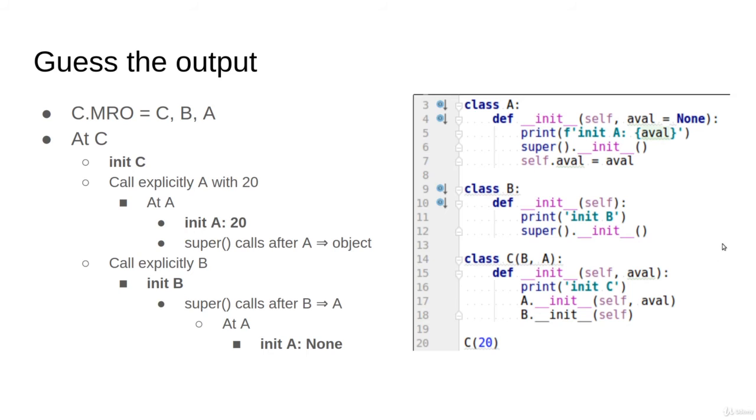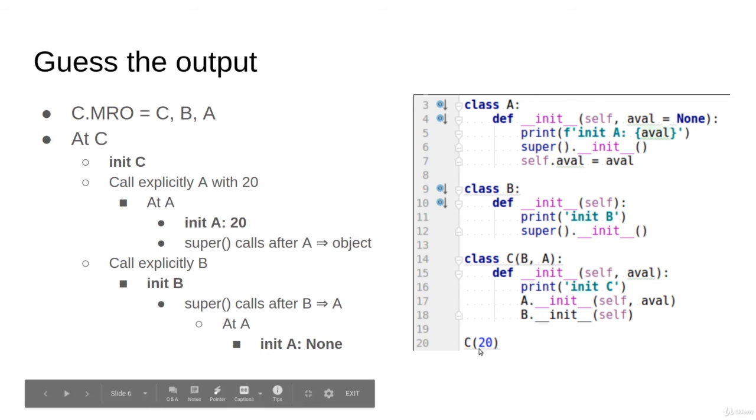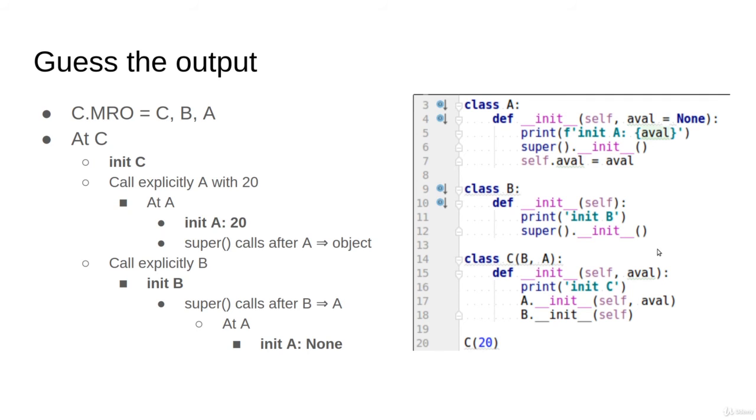So we now jump to A with value 20. We'll print init A 20, and we will call super of init here. Now, what is there after A in the hierarchy of C? Nothing. We have only the object class because the hierarchy of C is C, B, A, object. Okay, so now we go back to here and then we call the B init.